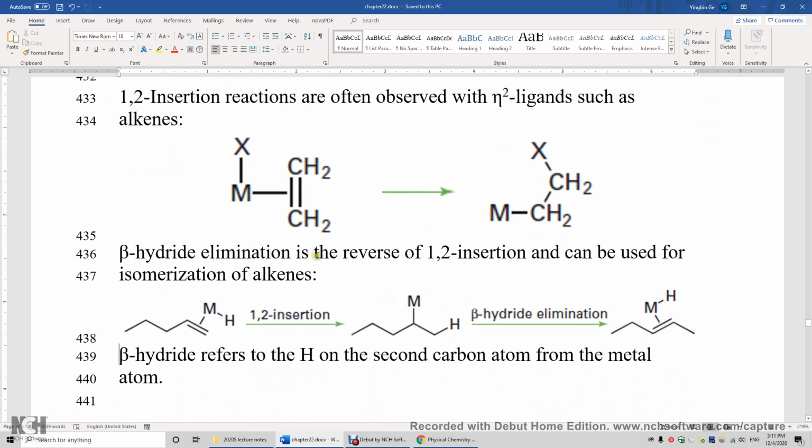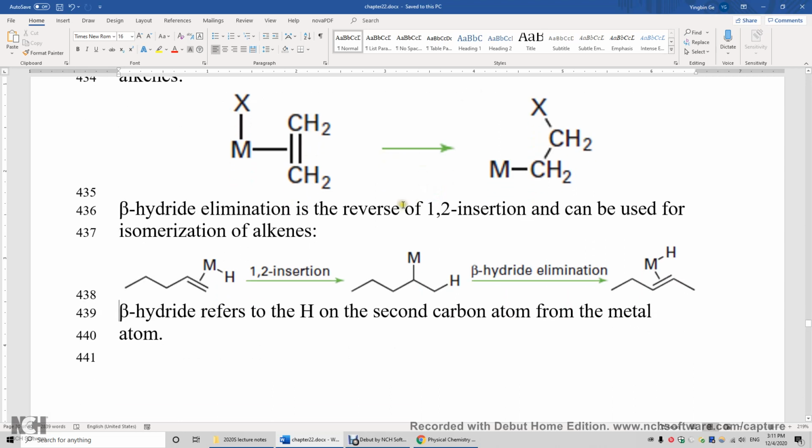Beta-Hydride elimination is the reverse of 1,2 insertion and can be used for isomerization of alkenes. For example, if this one is hydrogen, it can move to this metal and form this alkene bonded to the metal, and this hydrogen is also bonded to the metal. This is called beta-Hydride elimination because we are removing this hydrogen from the beta carbon. Now let's look at the isomerization of alkenes.